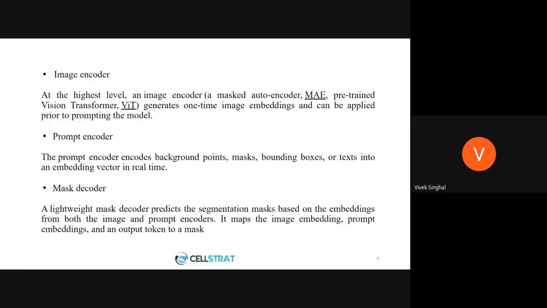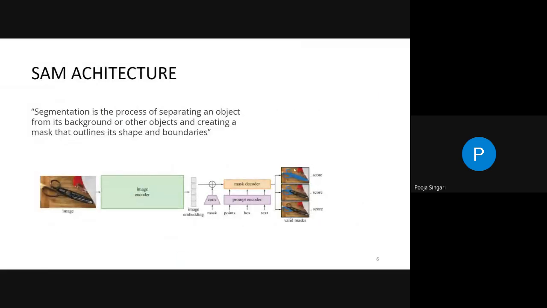Okay. Like I had said, there's an image encoder, there's a prompt encoder, and there's a mask decoder. The image encoder under the hood uses a pre-trained vision transformer to generate a one-time image embedding, which can be applied prior to prompting the model. And the prompt encoder encodes the background points, the masks, the bounding boxes, or text into an embedding vector in real time. So we have an image embedding as well as a prompt embedding. And then a lightweight mask decoder predicts the segmentation mask based on the embeddings from both the image and the prompt encoders. It maps the image embedding, the prompt embedding, and an output token to a mask that is actually generated, like I had mentioned over here.